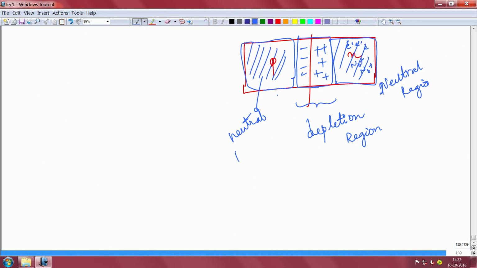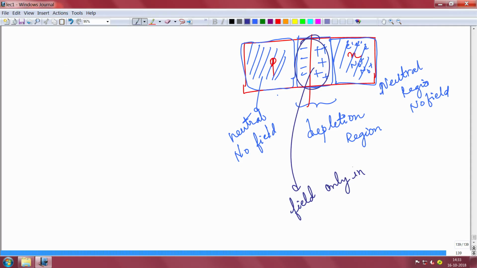There are no fields here. There will be no electric field in the neutral region. Okay. No field in the neutral region. The field only exists in this region. There is a field only in the depletion region. Okay. And the field prevents further diffusion, I told you.